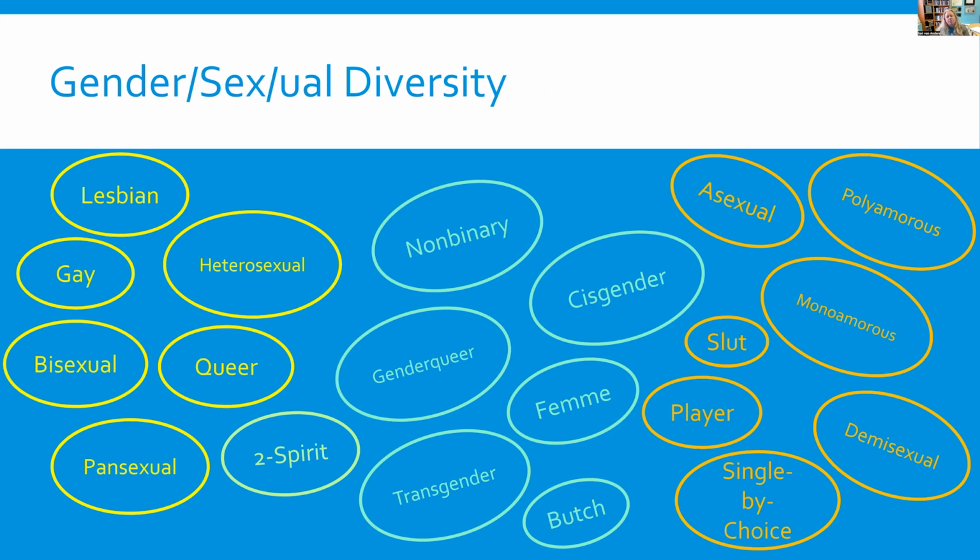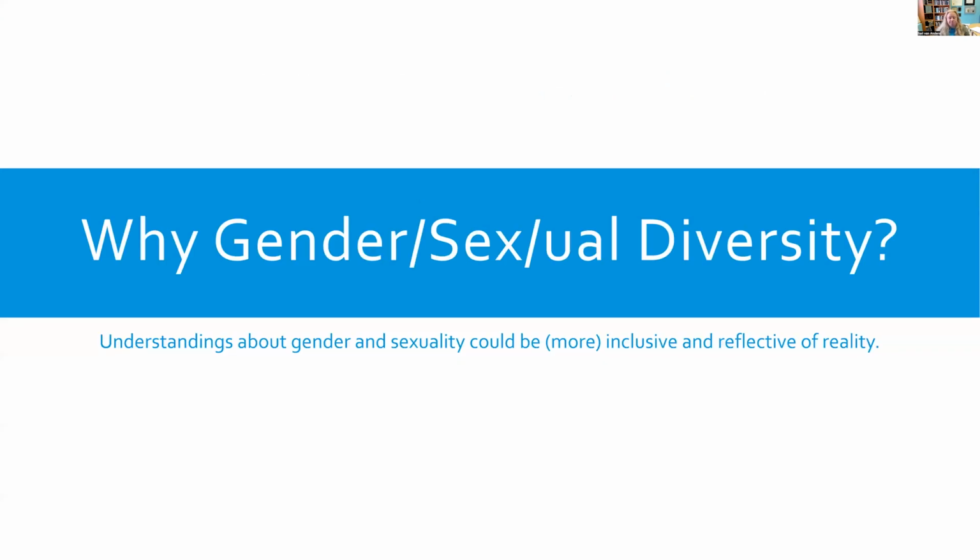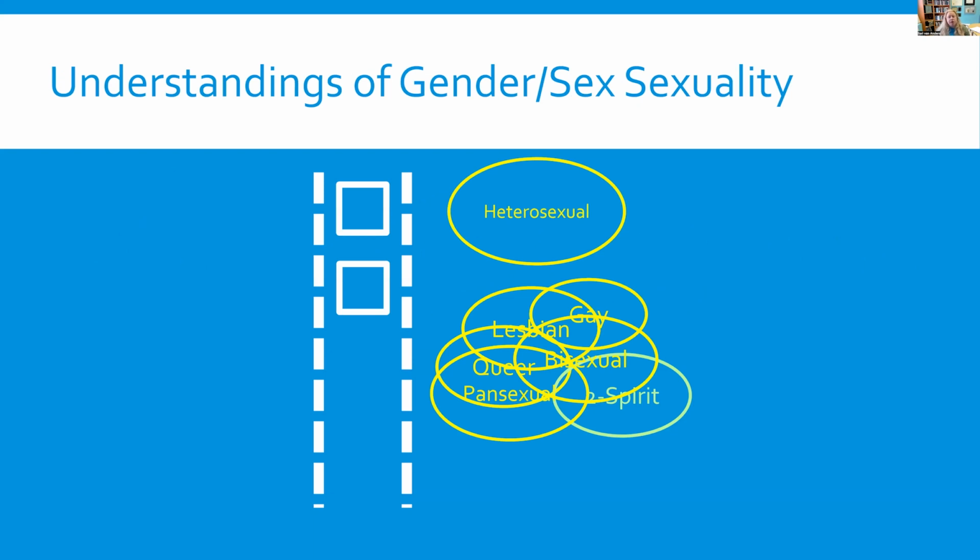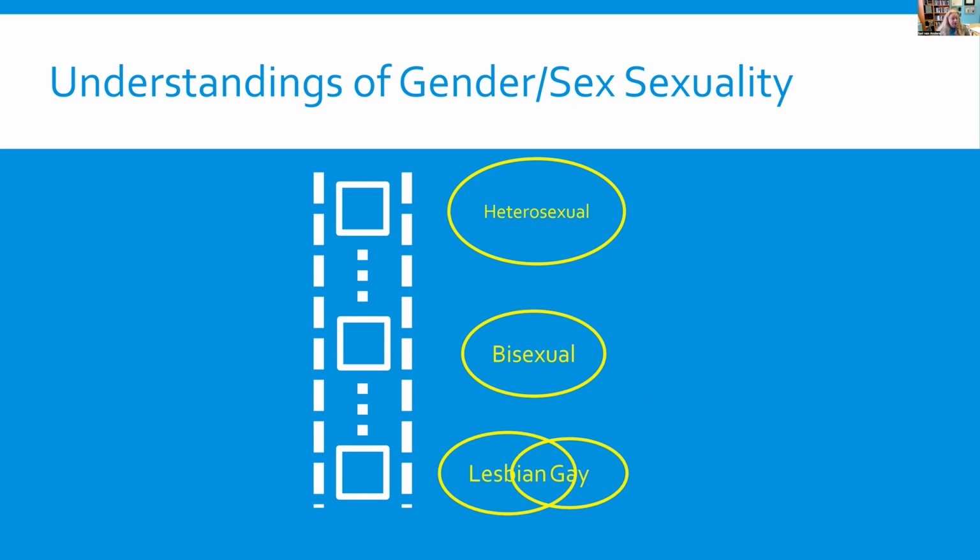And we can think about how all of these exist, sometimes in tension, sometimes alongside each other, in a diversity framework. We also could think of gender, sex, and sexual diversity as being important and valuable because understandings about gender and sexuality could be inclusive and reflective of reality, or at least more so than they are. So for example, in questions about gender, sex, sexuality, we often see questions that ask people to slot themselves into either a heterosexual category or maybe this other kind of mixed non-heterosexual or sexual minority category. Sometimes more progressive approaches also ask us to slot ourselves into one of three categories with bisexual in the middle.